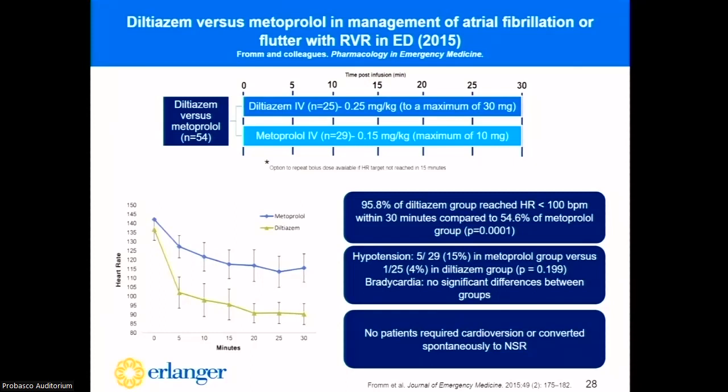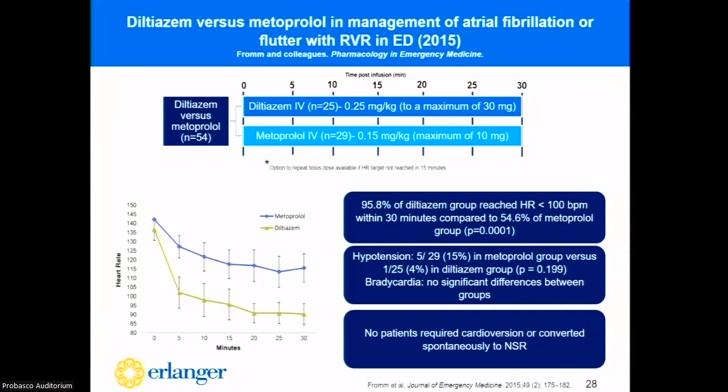Down here on the bottom left, there's a really neat chart looking at the heart rate changes that they saw with both of these groups over this 30-minute interval. So they found that 95.8% of the diltiazem group reached their goal heart rate within 30 minutes compared to 54.6% of the metoprolol group, and this was a significant difference.